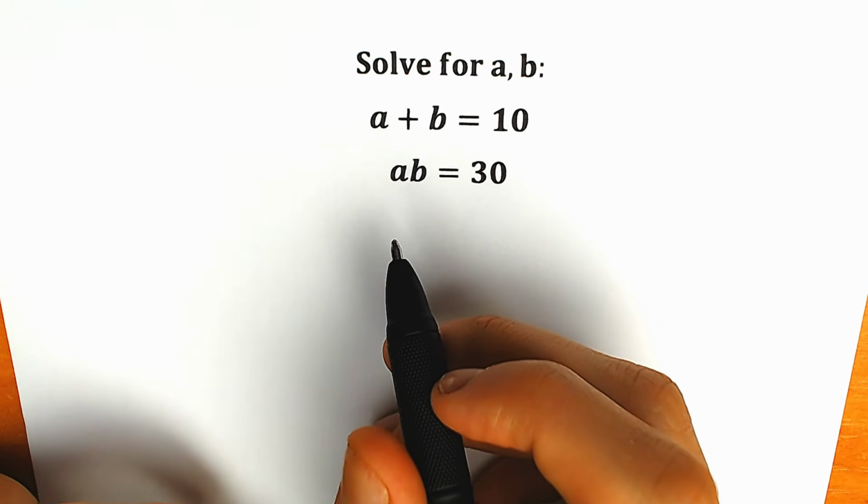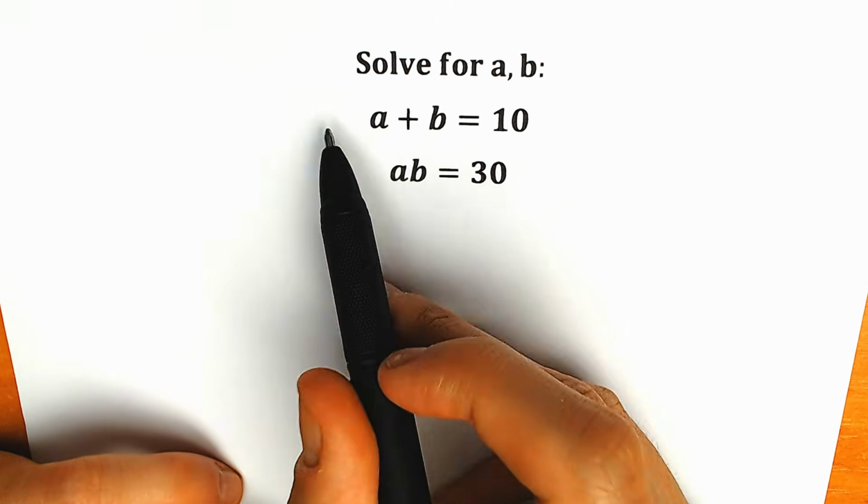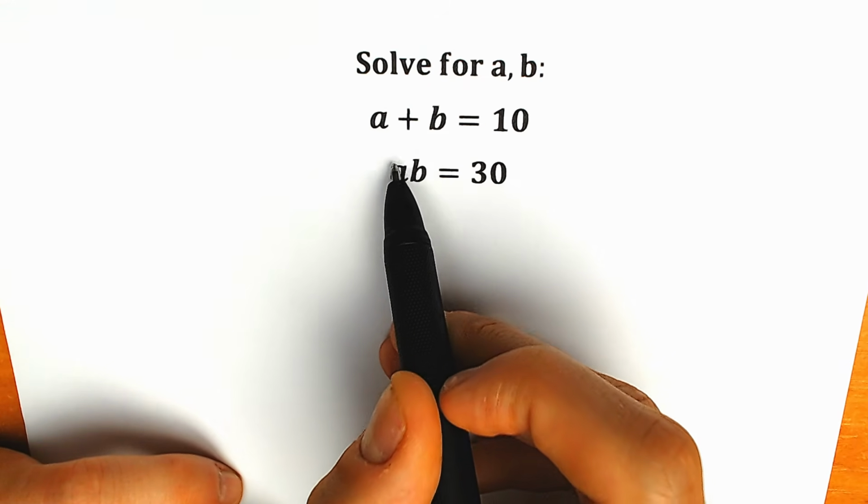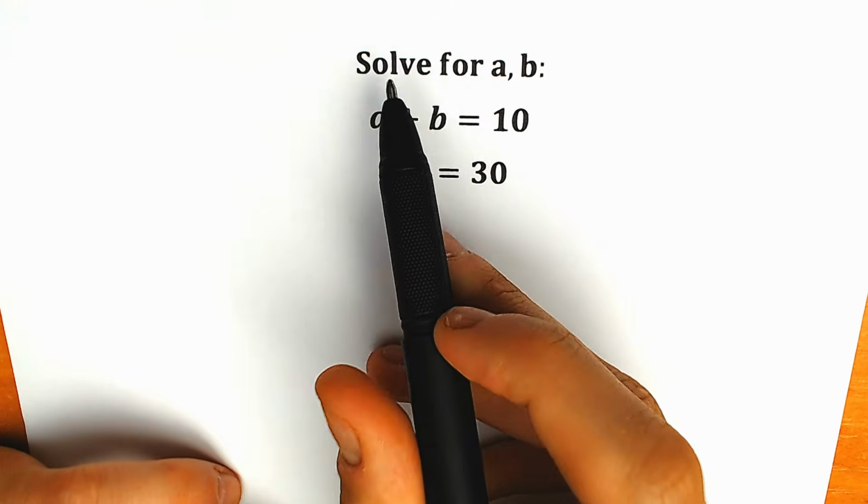Today let's solve this great and relaxing algebra question. We have a system of two equations. The first equation is a plus b equals 10, and the second one is a times b equals 30. We need to solve this question for a and b.